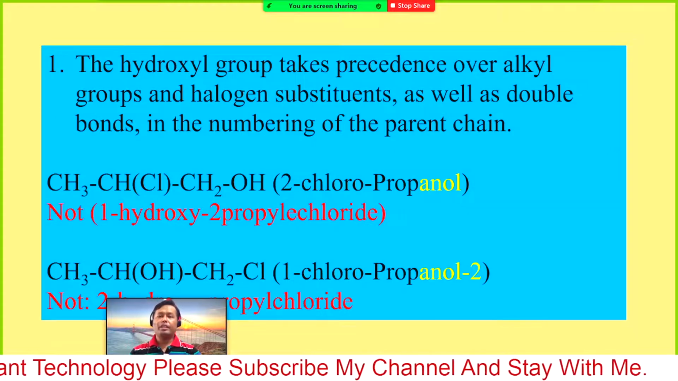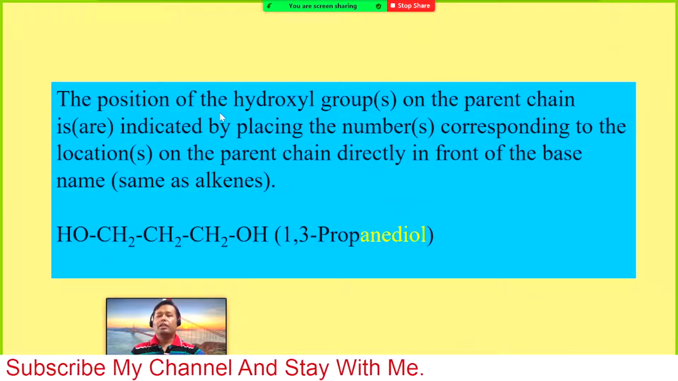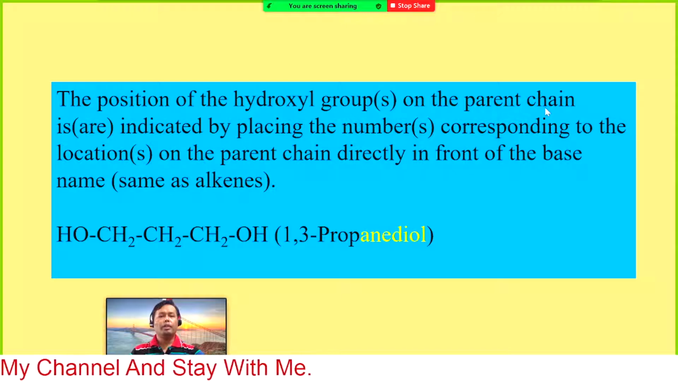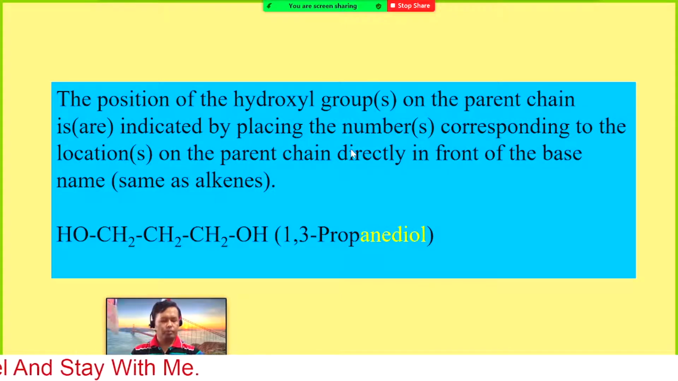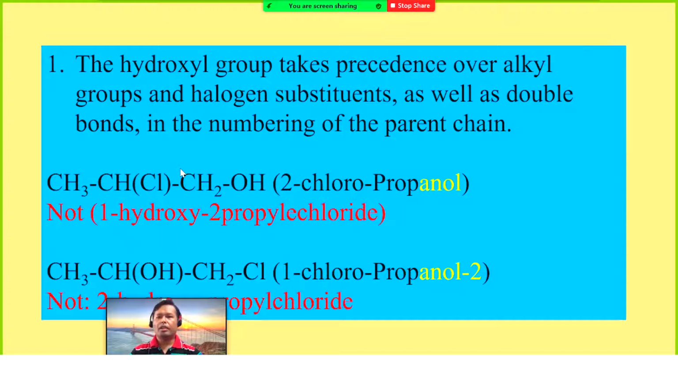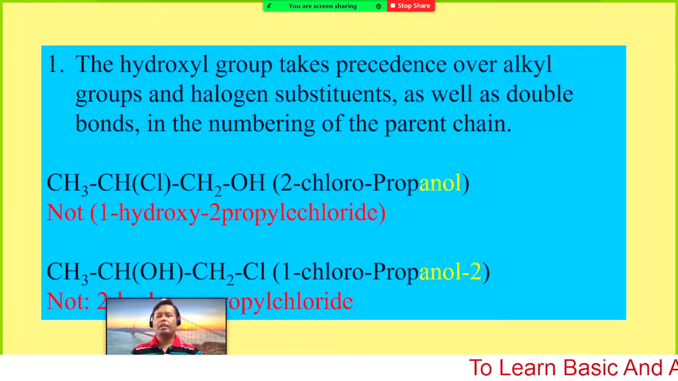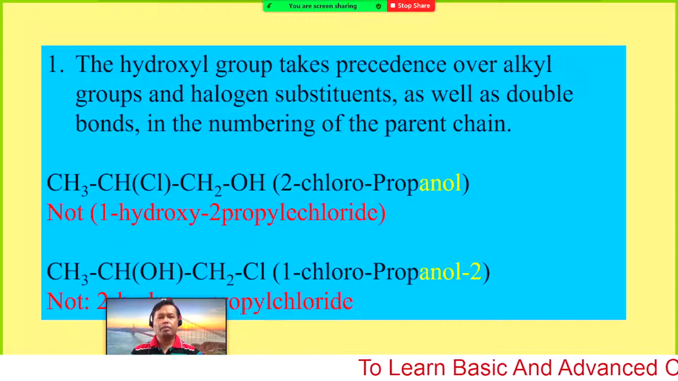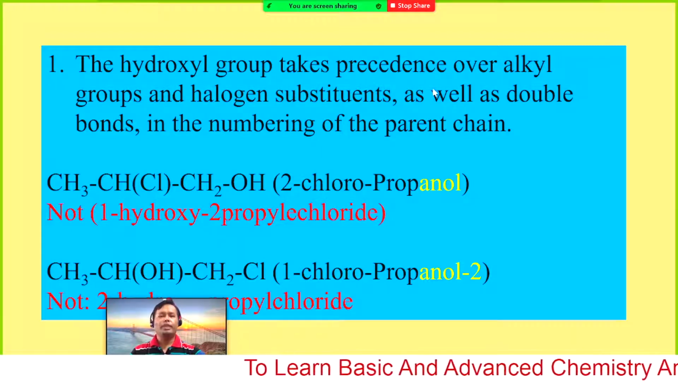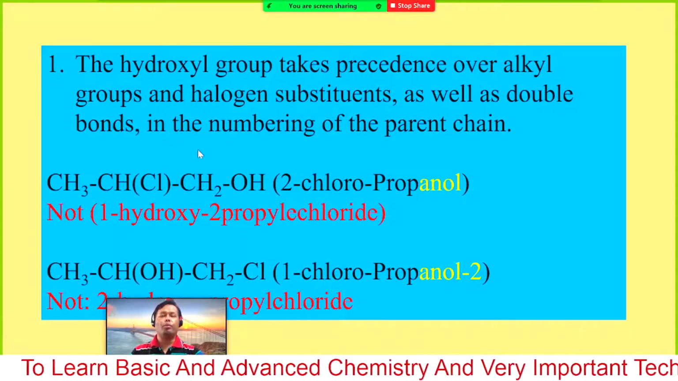As I have mentioned, if you have a hydroxyl group, the position of the hydroxyl group on the parent chain is indicated. I have mentioned that if we have one, we need to give it preference. The hydroxyl group takes precedence over alkyl groups and halogen substituents as well as double bonds.